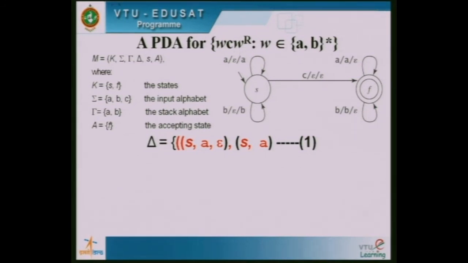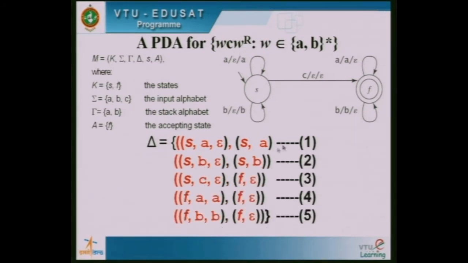How do you check whether it is W raised to R? You can see here, when I have an A, push A into the stack; when you have a B, push B into the stack. So these two rules will push the W string into the stack. When you come across C at the state S, irrespective of what is there on the stack, just move to the next state, that is F, to read W raised to R. Then matching W raised to R, which is nothing but a palindrome.